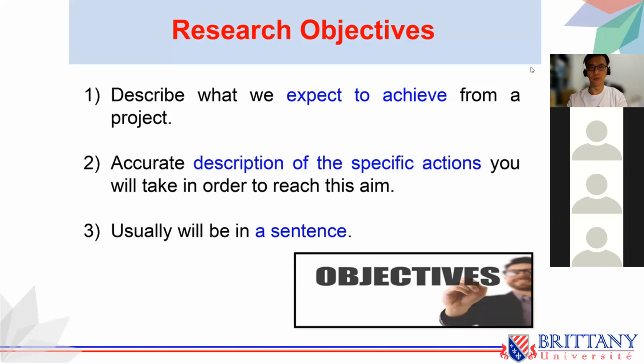So we discussed the introduction, then you will talk about the background of your research. Then straight away you will come to the problem statement. You need to write a good problem statement, with all the characteristics we have discussed. Now you will come to research objectives and research questions. Your research objective will describe what you expect to achieve from the project. What is your overall objective? It needs to be an accurate description of the specific actions that you will take in order to reach your aim. It usually needs to be in a sentence.